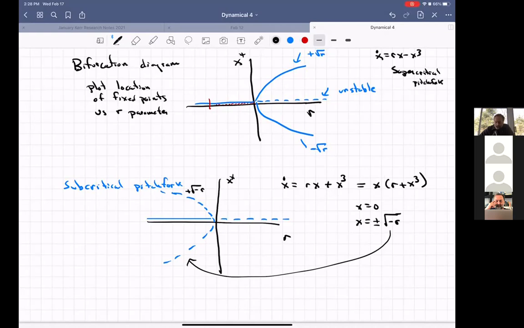It should be x squared in the parentheses up there, right? Yeah. That's x squared.